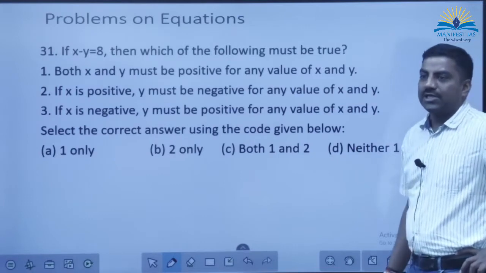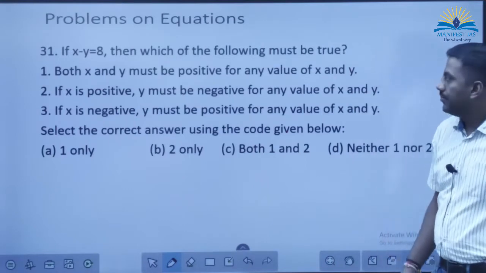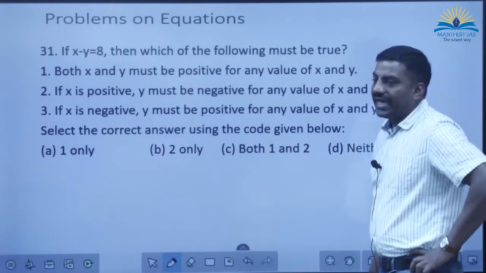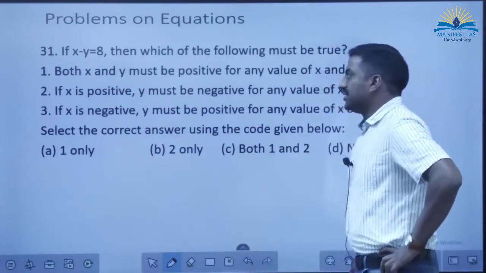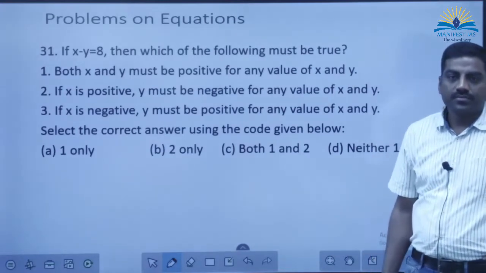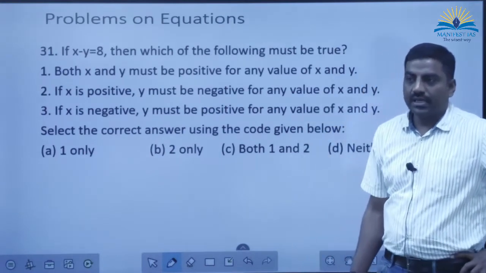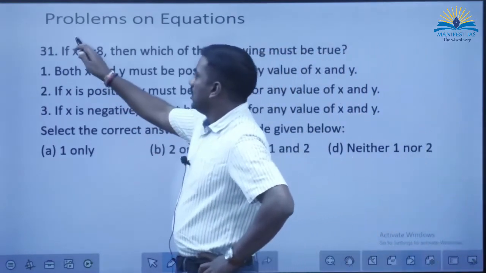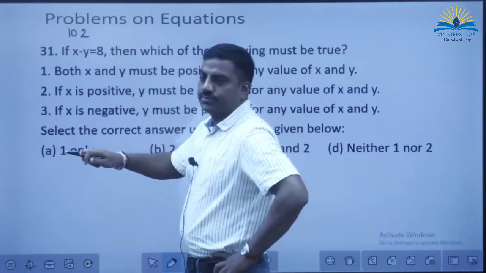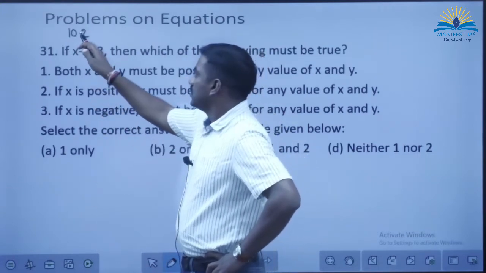If x minus y is equal to 8, then which of the following must be true? Both x and y must be positive for any value of x and y. Both x and y should be positive, is it so? One example I'll take. X is 10 and y is 2. Both are positive values.